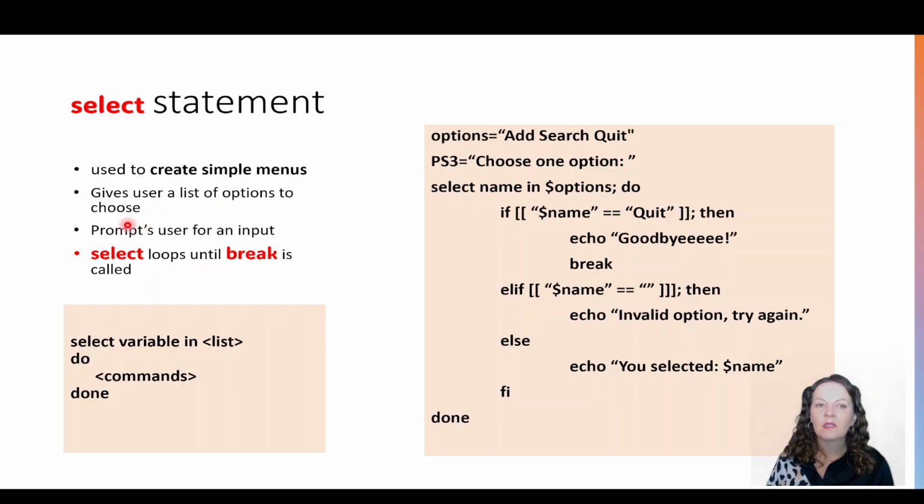It gives the user a numbered list of options, and it prompts the user for an input. So the select loops until break is called. So it'll keep on looping until quit is called, and then it jumps out and sends my control to the next commands outside of the loop.